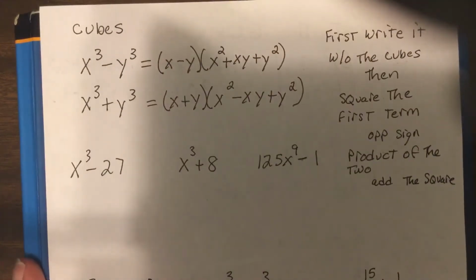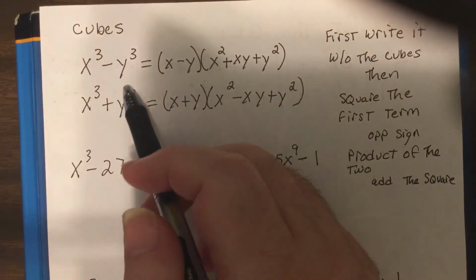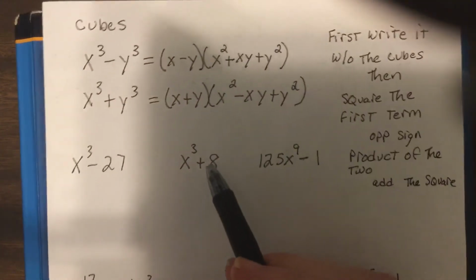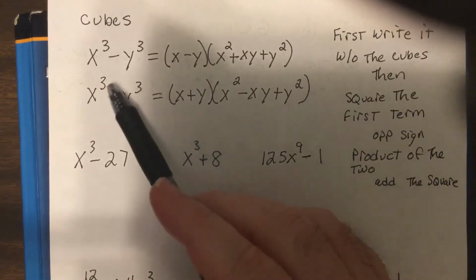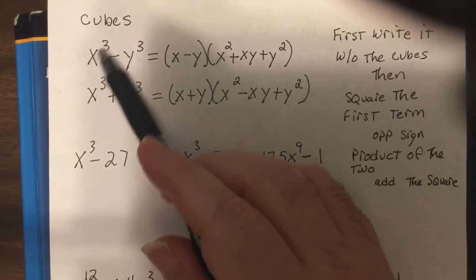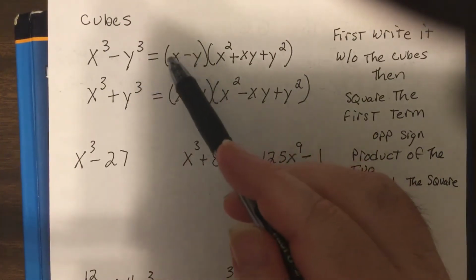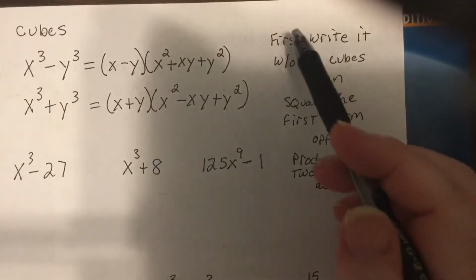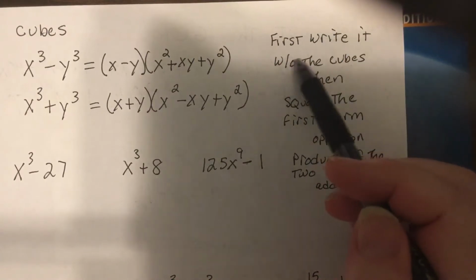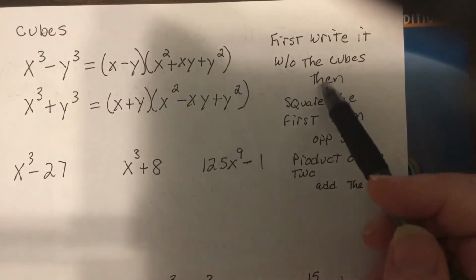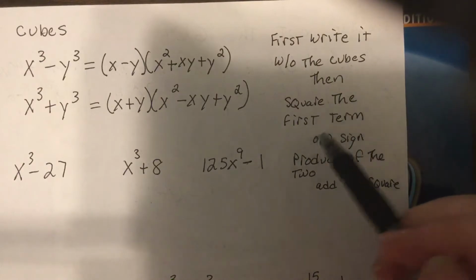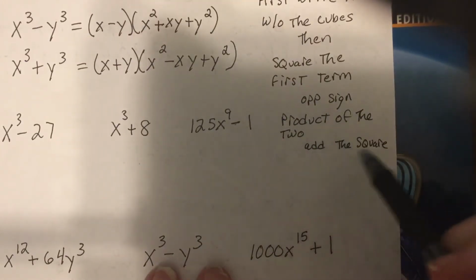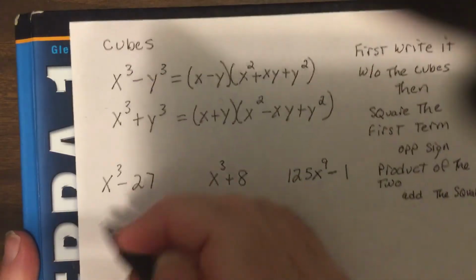Okay, cubes. It's binomials again. It's a pattern they have discovered. So, now you could either remember the pattern. So you get x cubed minus y cubed is x minus y, x squared plus xy plus y squared. Here's how I remember. First, write it without the cubes. Then, square the first term, opposite sign, product of the two, add the square. So let me show you what I mean.